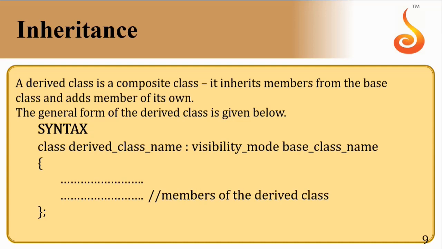And then how do I write the class? Private, public and protected sections, the same way we write classes, and the class has to be terminated by a semicolon. This is the general syntax of inheritance. For any type of inheritance, this is the syntax.